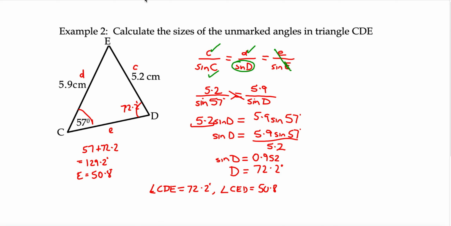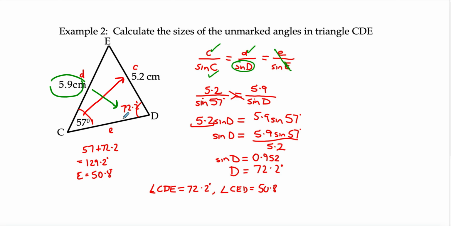You know that the size of the side opposite is connected to the size of the actual angle. You can see here 57 degrees is connected to 5.2 centimeters. This other side here is 5.9 centimeters. It tells us that the angle opposite isn't going to be much bigger than 57 degrees. Okay, in this question here, we can be quite confident that the angle here is 72.2 degrees.